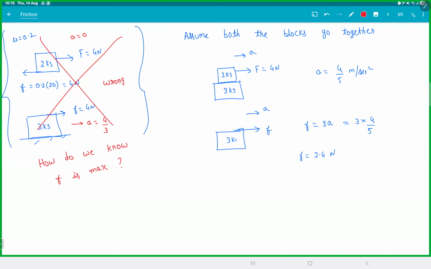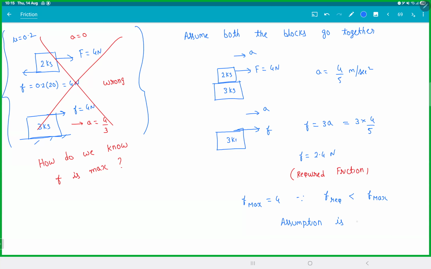Remember, I didn't use any mu N and everything. This is called required friction. So friction is telling you, boss, give me 2.4 newtons so that I can make your assumption right. What is my assumption? Both are going together. If you want both of them to go together, give me 2.4 newtons. But how much can I give you? F max is 4 newtons. Since F required is less than F max, you're asking for 2.4, but I can give you 4. Means what? My assumption is right. Both the blocks are going together.